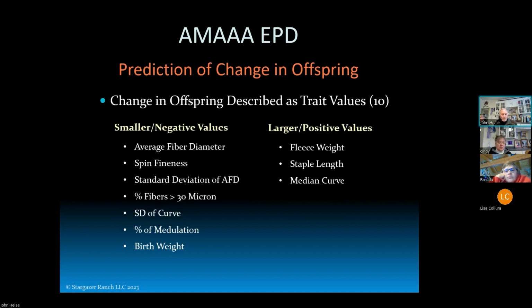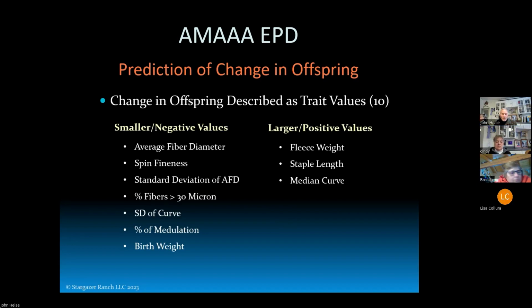So you want to reduce fiber diameter, but you want to increase fleece weight. You want to reduce standard deviation. You want to reduce fibers over 30. So we're always looking to make those smaller, whereas staple length and curve and fleece weight, we want to make those larger and bigger numbers. So keep that in mind as we're looking through that.